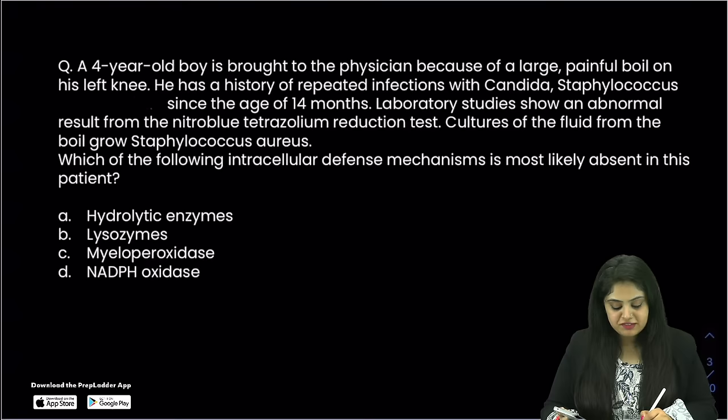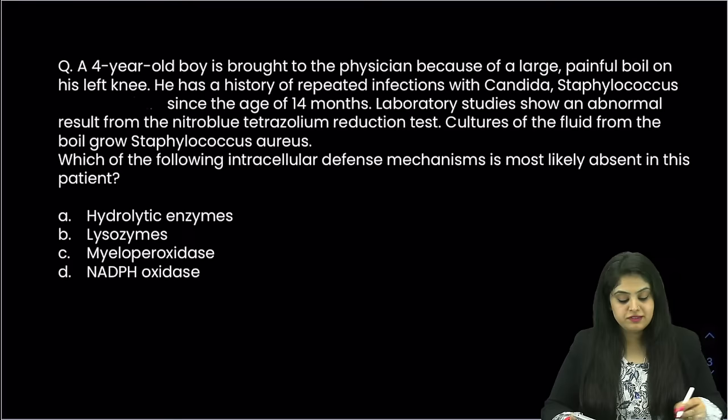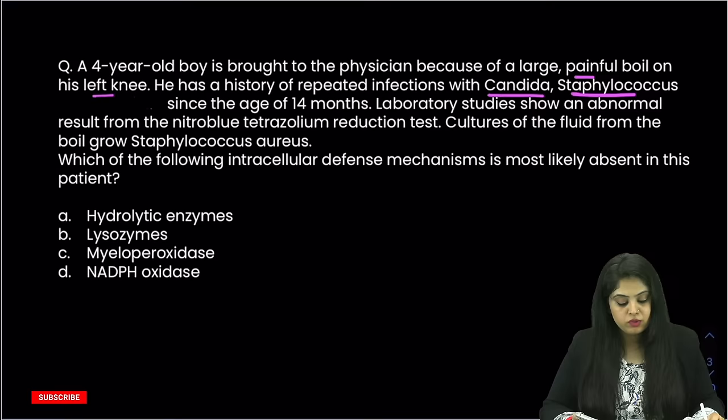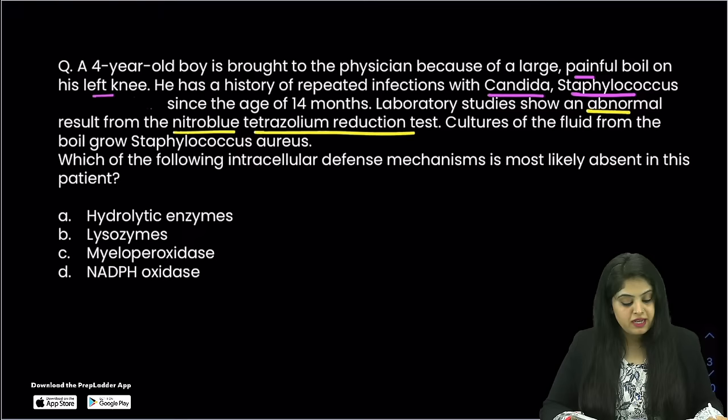We'll start with question number one and go ahead with this topic first. There's a 4-year-old boy who's gone to the physician because of a large painful boil on his left knee. He's been brought by his mother. He has a history of repeated infections with Candida and Staphylococcus. Since the age of 14 months, repeated infections are occurring. There's an abnormal test with the nitroblue tetrazolium reduction test. Cultures of the fluid from the boil show Staph aureus. Which of the following defense mechanisms is most likely to be present in the patient?